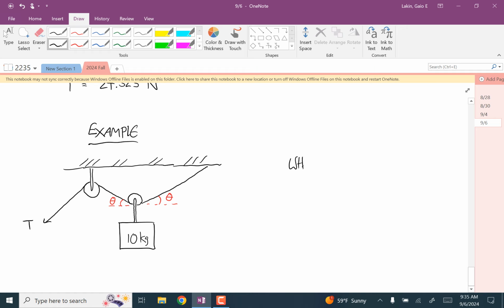And let's calculate what this required T is, and then see what happens in the limit and stuff like that.